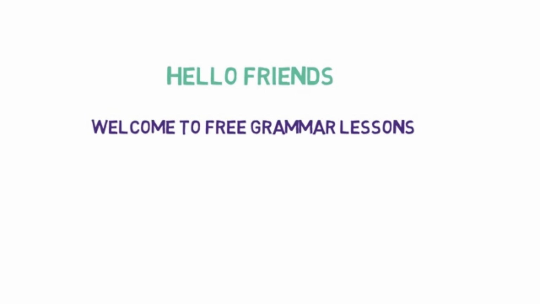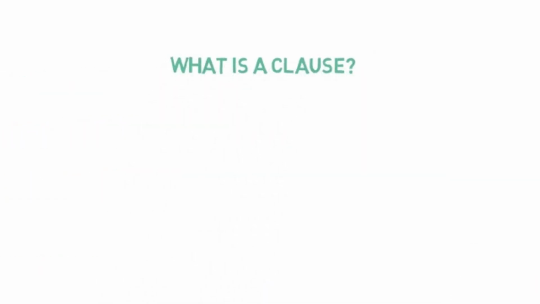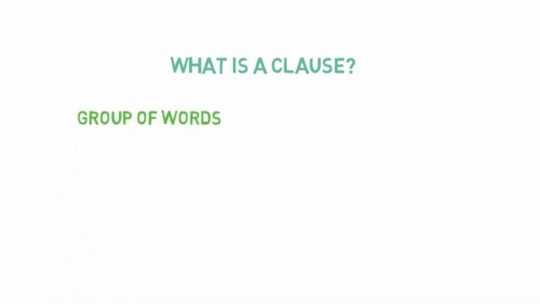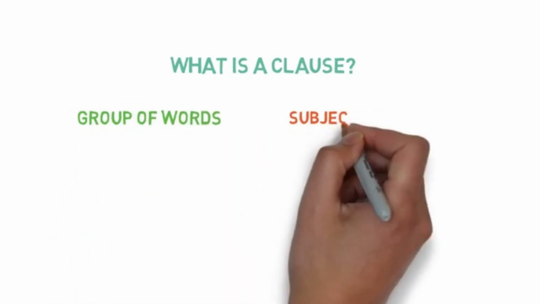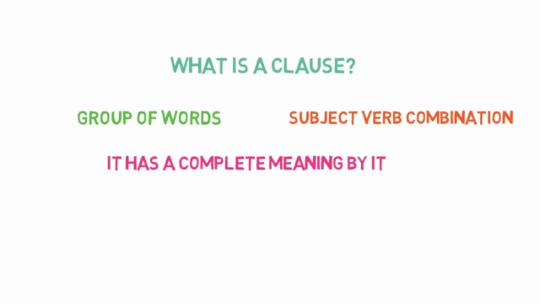Today we are going to dig deep into clauses and their types. So let's get started. So what is a clause? It is a group of related words. It has a subject and verb combination. And it has a complete meaning by itself. You can consider a simple sentence as a clause.